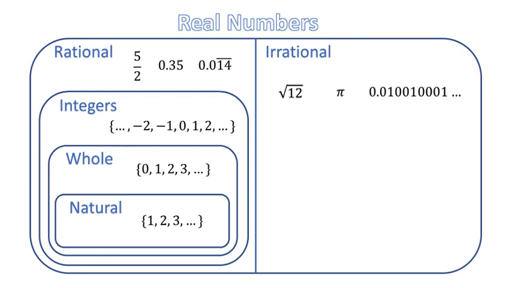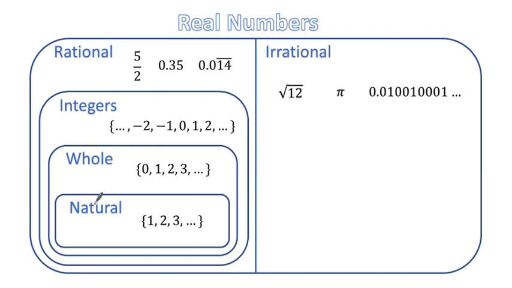Within our real numbers, we have two groups, which are our rational and our irrational numbers. So let's take a look at our rational numbers first. Here we have a few subgroups that you may or may not be familiar with.